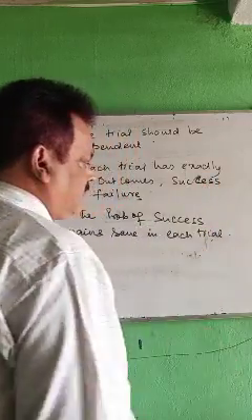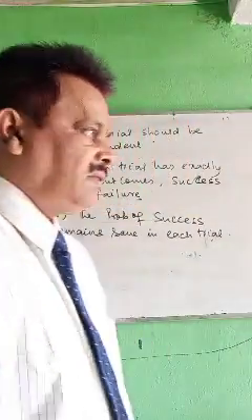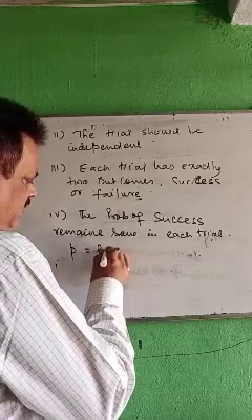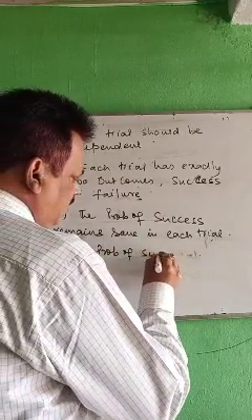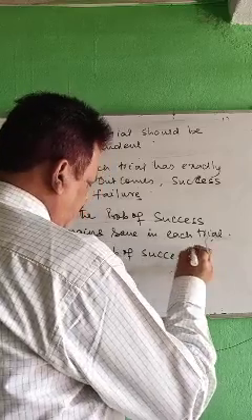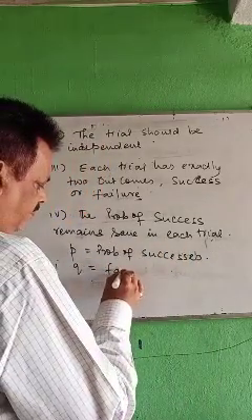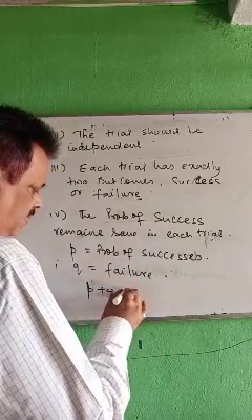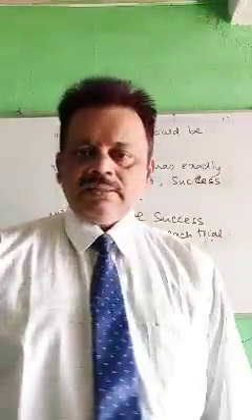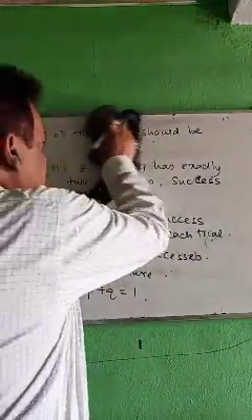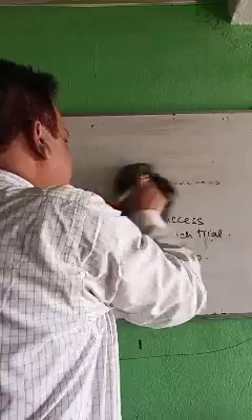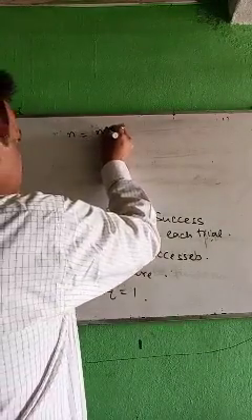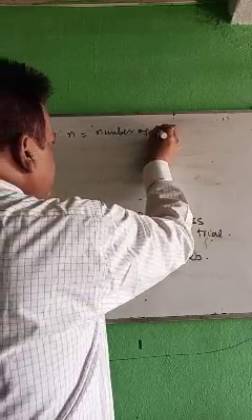Okay, if this happens, then if P stands for probability of success, Q stands for failure, P plus Q is 1. Total probability is 1. N is the number of trials.